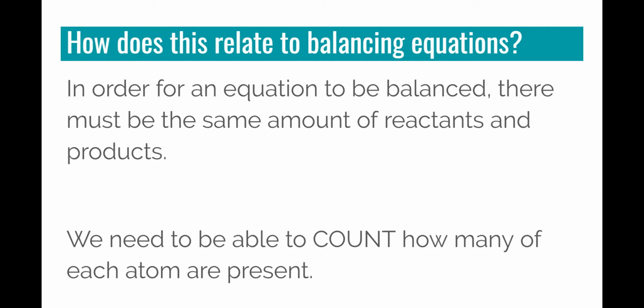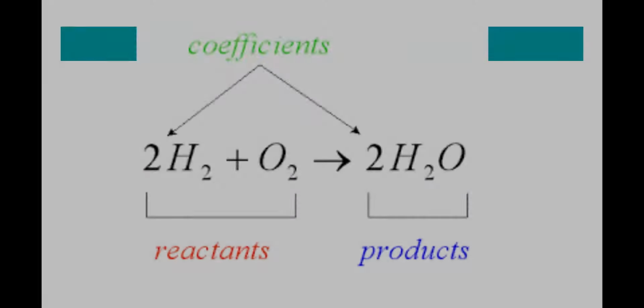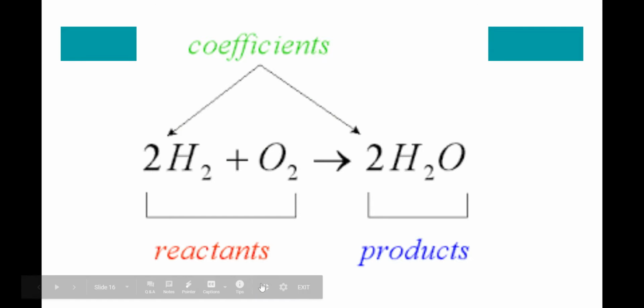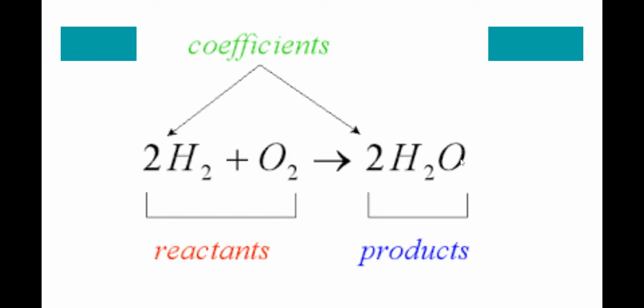So in order for an equation to be balanced, there has to be the same number of atoms in the reactants and products. And why does it matter that we've been counting? Well, because we have to be able to count how many of each atom are present in the reactants and in the products. So let's go back really quick to this. We'd have to count how many H's and how many O's are present in the reactants, and then how many H's and how many O's are present in the products. There's always got to be the same amount of atoms on each side.